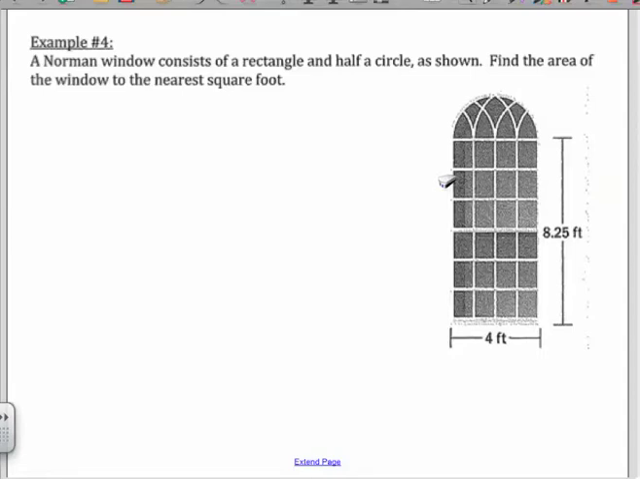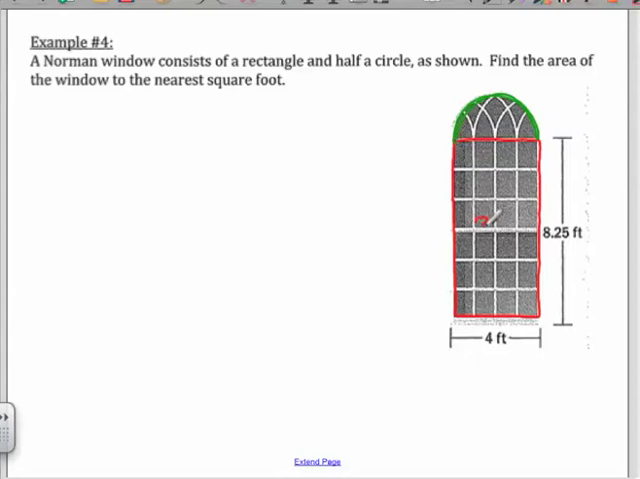All right? So let's take this Norman window, and we're going to cut it into 2 parts. We're going to cut it into the rectangle, and then we're going to cut it into the semicircle. And let's deal with the rectangle first. What's the area of the rectangle? You guys have a calculator. What's the area of the rectangle? Help me out. Simon? 33.